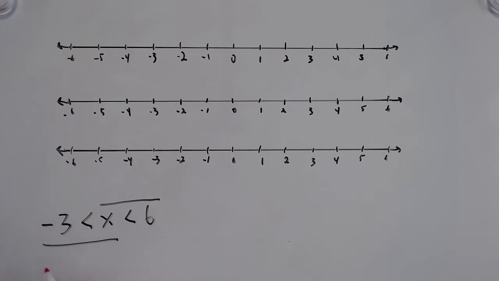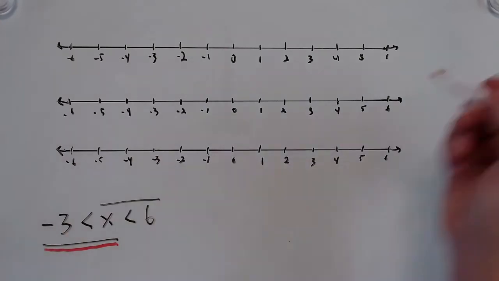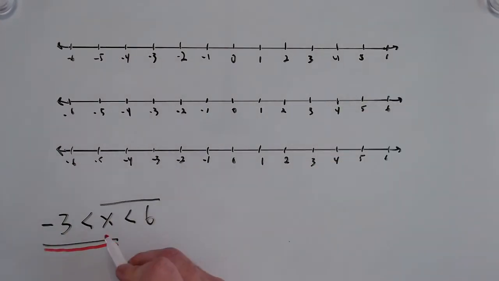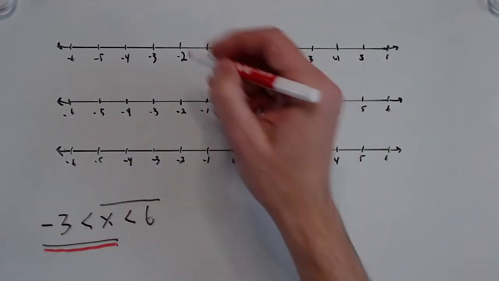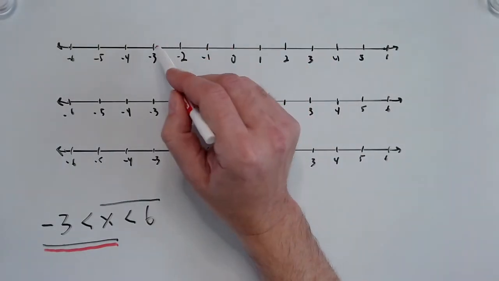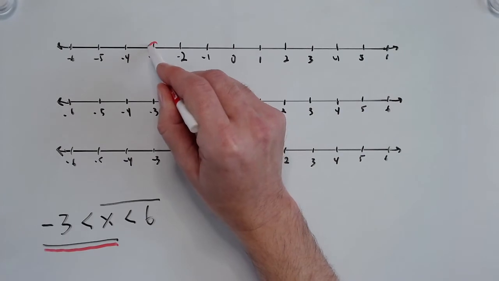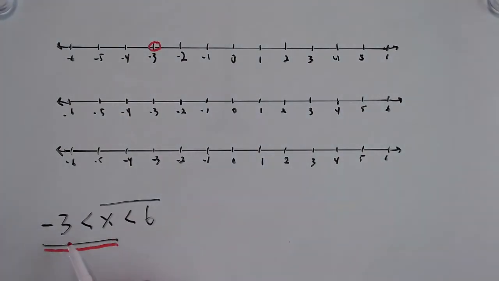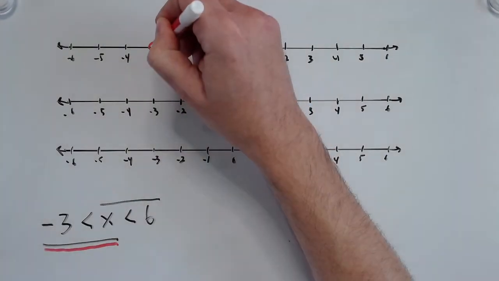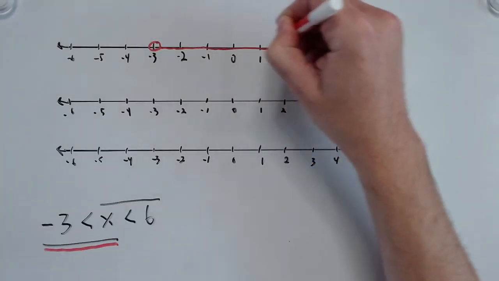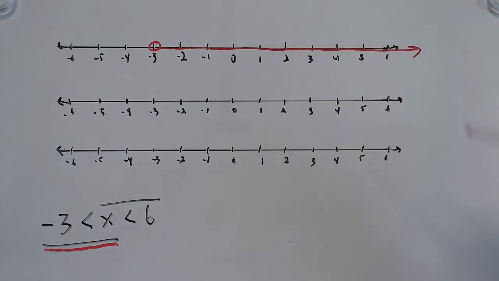We're going to get fancy here and use some different colors. So let's look at the first one. x is greater than negative 3. So we're going to use this first line here. x is greater than negative 3. So here's negative 3. Because it's not equal to negative 3, we know we don't include it. So I'm going to draw a circle around it. x is greater than negative 3. So for this statement alone, the graph would look like this. And it goes on forever.